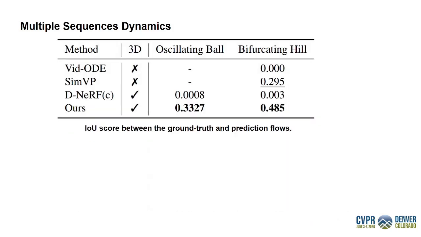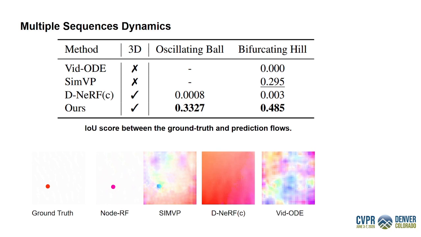This is the quantitative result of the multi-sequence setup. We focus on the dynamic part of the results. Here we measure the IoU overlap between the ground truth and the prediction optical flows. Here is the optical flow representation of the ground truth. We observe that the flow of NeRF prediction closely resembles the ground truth, whereas the baselines generate noisy optical flows, which results in poor IoU overlap with the ground truth.